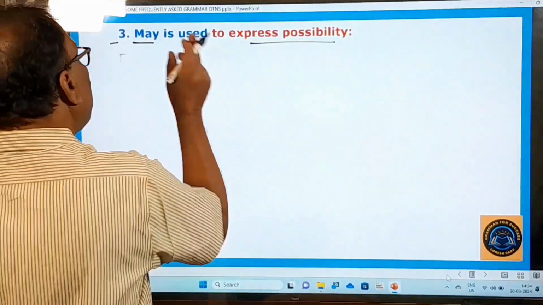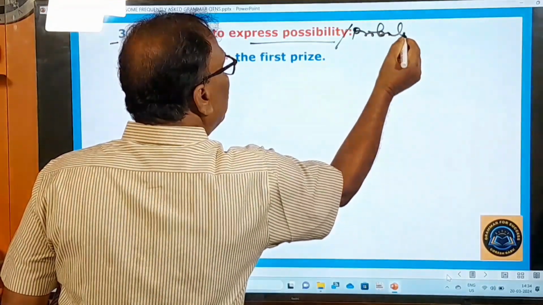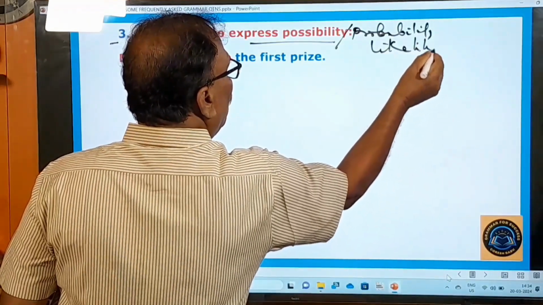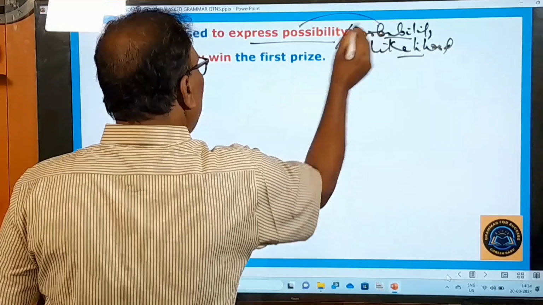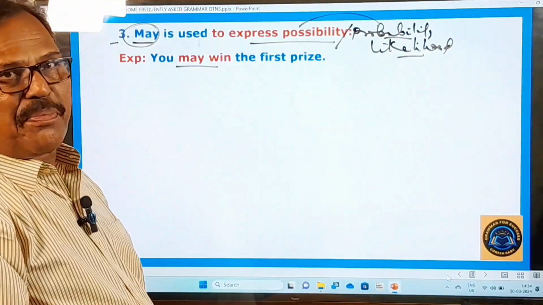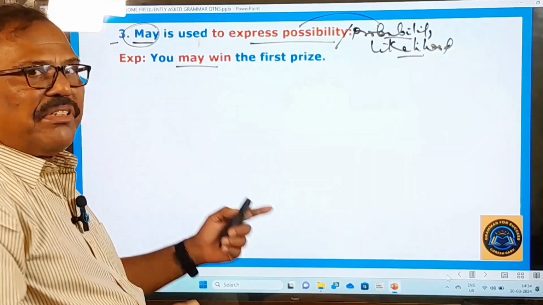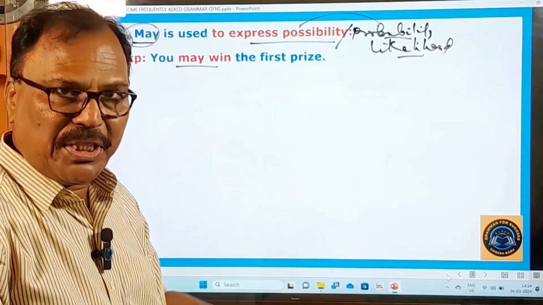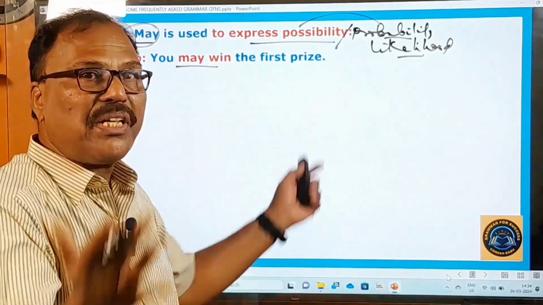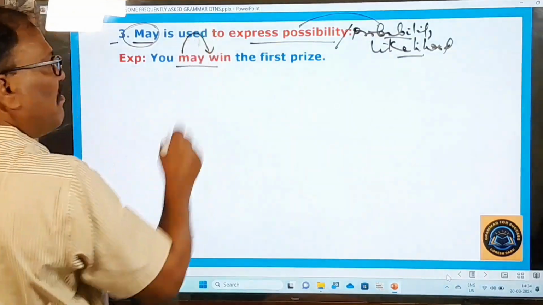Okay. To express that possibility or probability, you can also say likelihood. To express these things, this may is used. You may win the first prize. It is just possible because you have done very well in the competition, and that's why you may win the first prize. Others are also there. They have also done well in the competition. But here you may, therefore you may win the first prize.